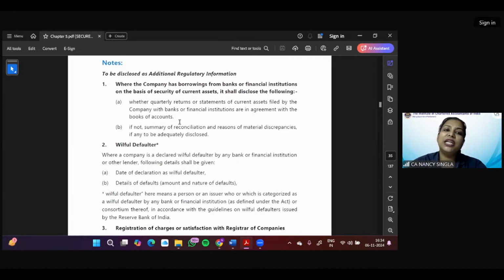So this is one of the additional regulatory information. The disclosure is to be done by the company itself, that where the company has taken loans from banks or financial institutions on the basis of security of current assets, what shall be disclosed? Whether the quarterly returns or statements of current assets filed by the company with the bank or financial institution are in agreement with the books of accounts, and if not, then a summary of reconciliation and reasons for material discrepancy. Again, a very good question, like you may get a 4-mark question that the company has taken a loan from the bank against the security of the stock. So what are the disclosure requirements?